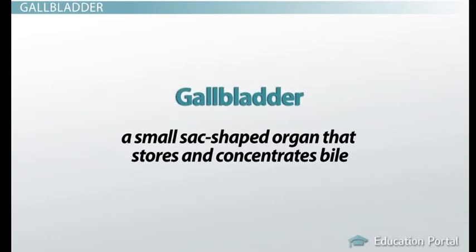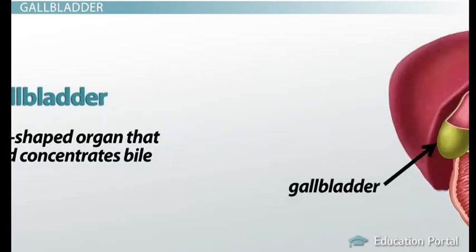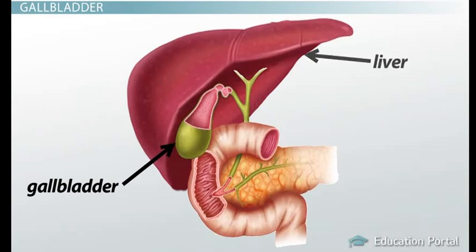It is defined as a small sac-shaped organ that stores and concentrates bile. Now, your gallbladder lies beneath your liver, and when there is no food in the small intestine, bile that was initially made by the liver backs up into the gallbladder to be stored. It's almost like your body doesn't want to waste the bile that the liver worked so hard to produce, so your body conserves unused bile by storing it in your gallbladder until the next time you eat.